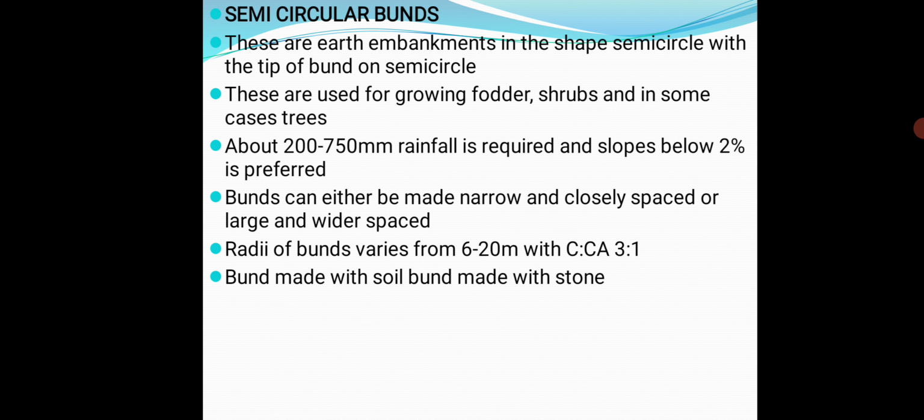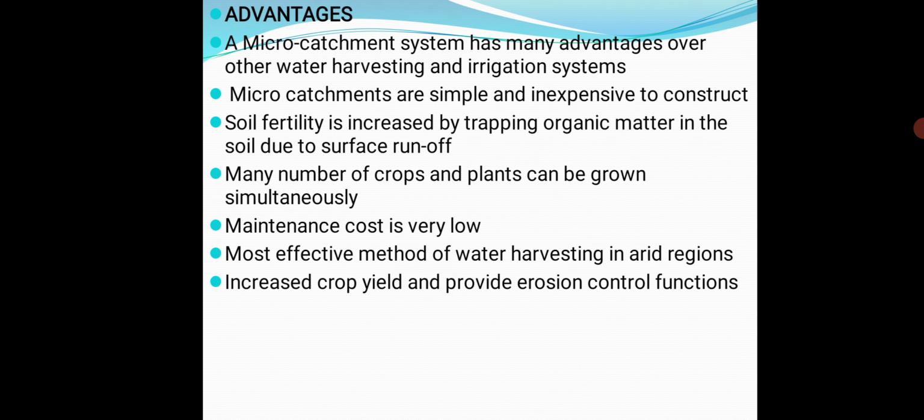Bunds can either be made narrow or closely spaced, or large or widely spaced, etc. The radius of bunds varies from 6 to 20 meter with a catchment to cultivated area ratio of 3 to 1. Bunds are made with soil or bunds with stones.